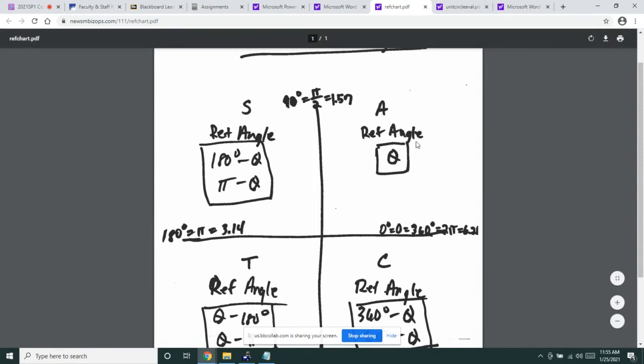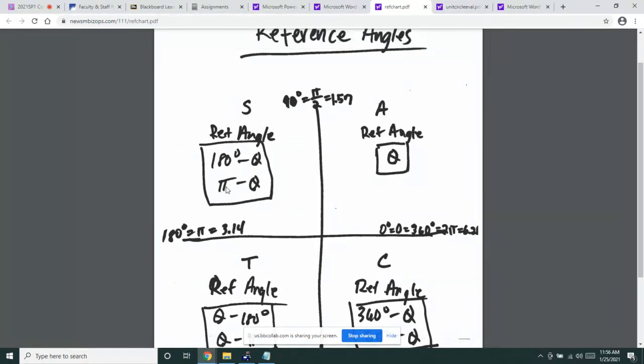If your angle is in the first quadrant, it is a reference angle, theta, whatever you're given. If your angle is in the second quadrant, you find the reference angle by using these calculations. It's either 180 degrees minus theta, and here again, theta is the angle measure you're given, or if your angle is in radian measure, pi minus theta.